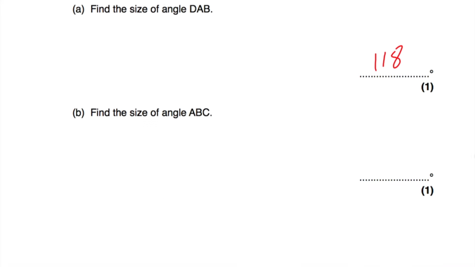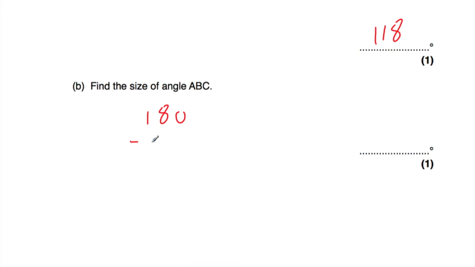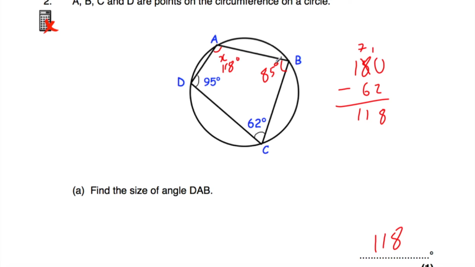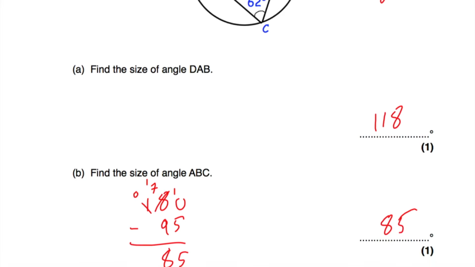So let's do that. 180, subtract 95. 0 take away 5, let's borrow. So 7 and a 10. 10 take away 5 is 5. And then we've got 17 take away 9, and that's 8. So that means the angle ABC is 85 degrees. So the size of this angle up here is 85 degrees. And that's it. So part A is 118 degrees and part B is 85 degrees.